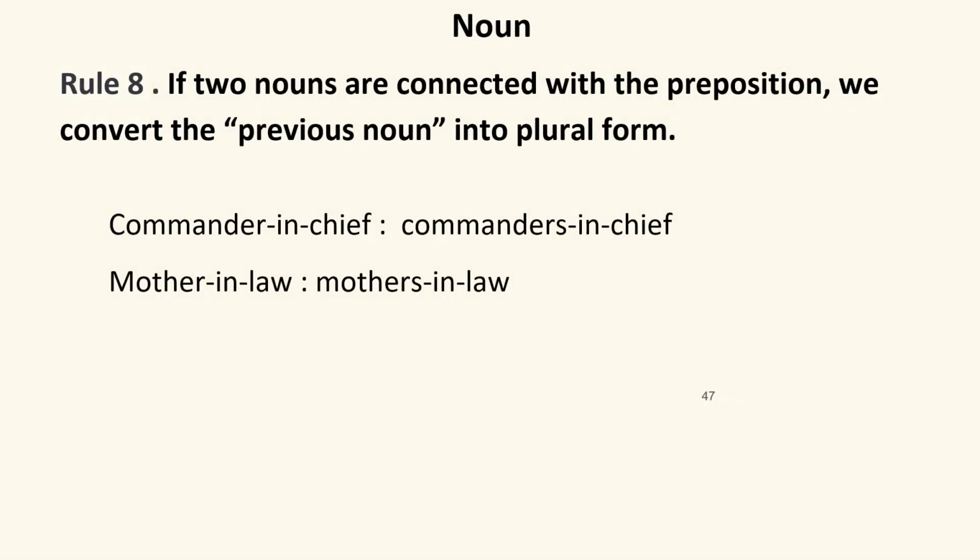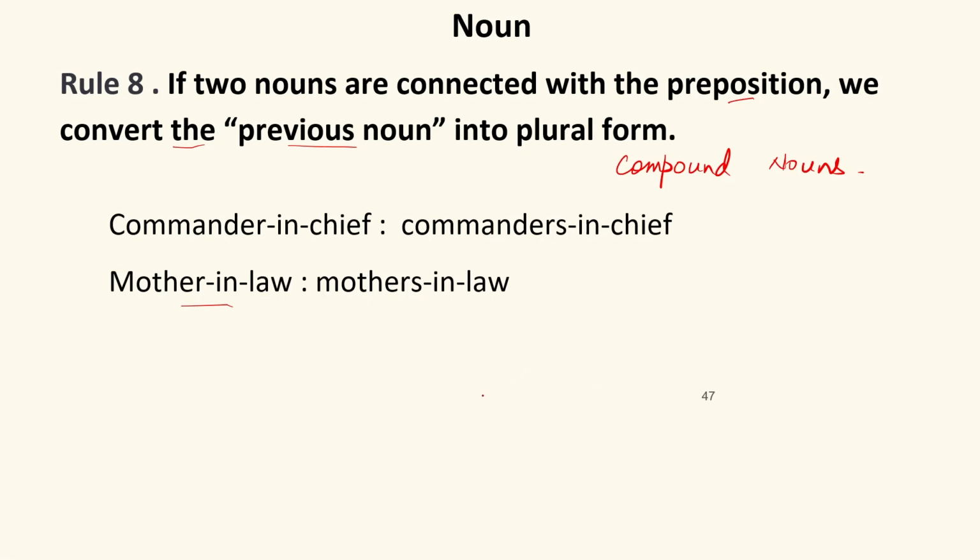Now here we have another rule of noun. If two nouns are connected with a preposition, we convert the previous noun. Now what does it mean? Suppose we have to convert a singular noun into plural form and we have compound nouns. It is a concept of compound noun. Now what are compound nouns? Compound nouns are actually when two nouns are connected with each other with the help of a preposition. For example, if I say mother-in-law, this is a compound noun.